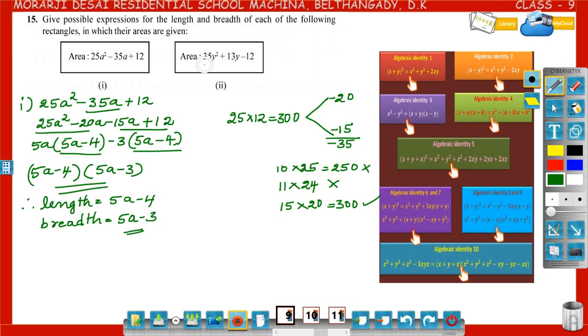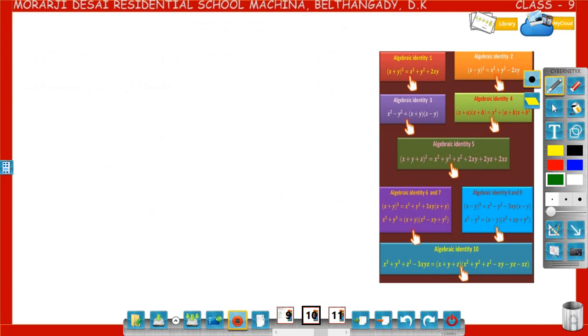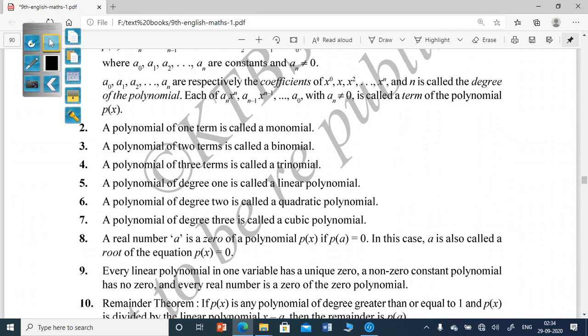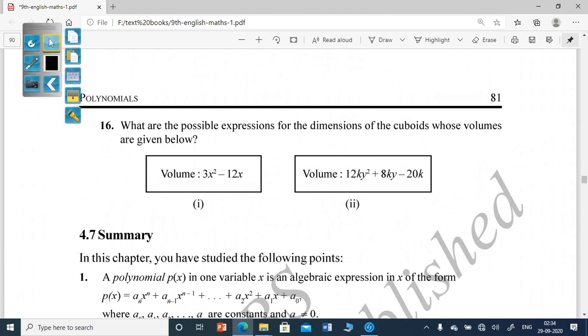Now the second one, you can solve it by the splitting method. You have to solve the second one, 35y square plus 13y minus 12, by the splitting method. Go for the next one, that is the 16th one.